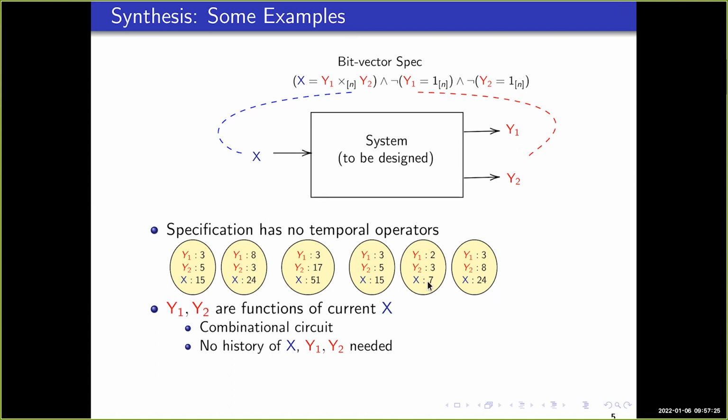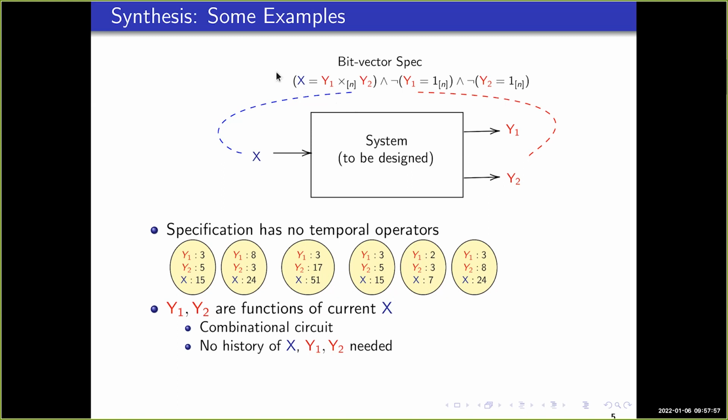So if you give us 7, there is no value of y1 and y2 that you can generate which will satisfy the specification, and it doesn't matter what had happened in the past. Similarly, if you give a 51, you can indeed generate y1 and y2 that satisfies the specification, and it doesn't matter what had happened in the past. So once again, this is unlike the previous two examples where we saw that there were temporal operators. I needed to refer to values at some other points of time, not just the current point of time.